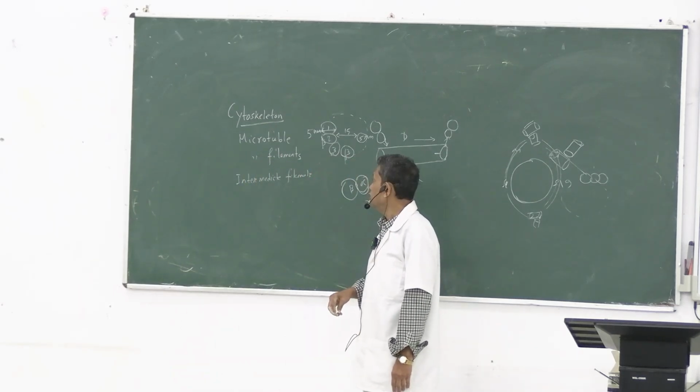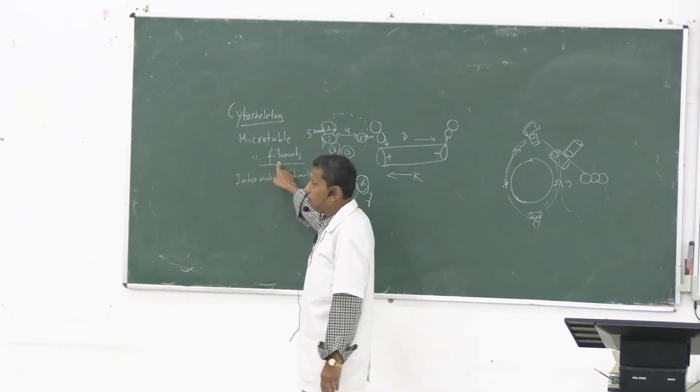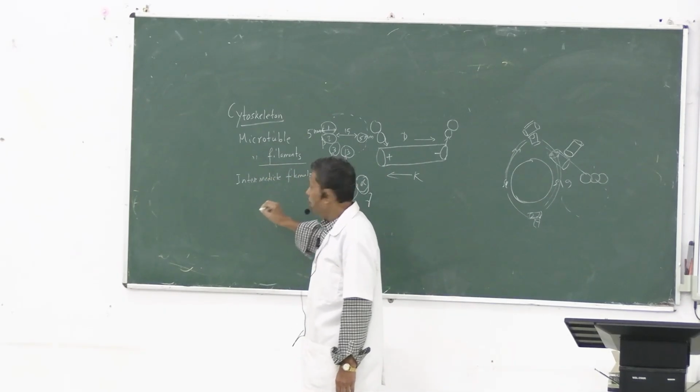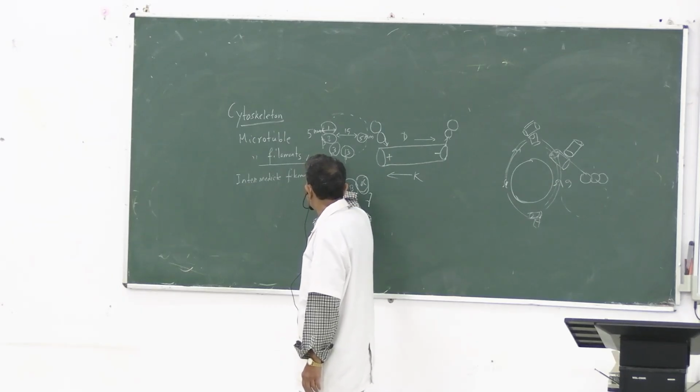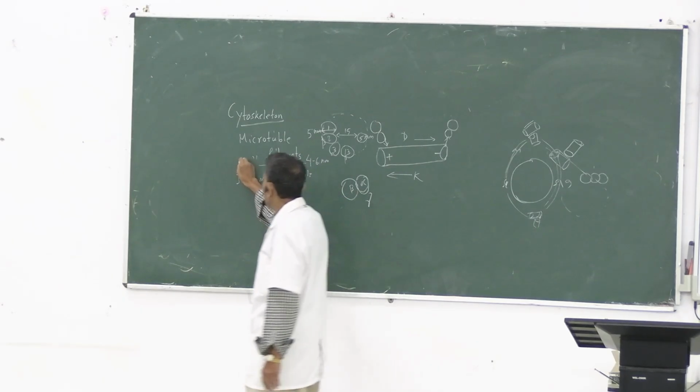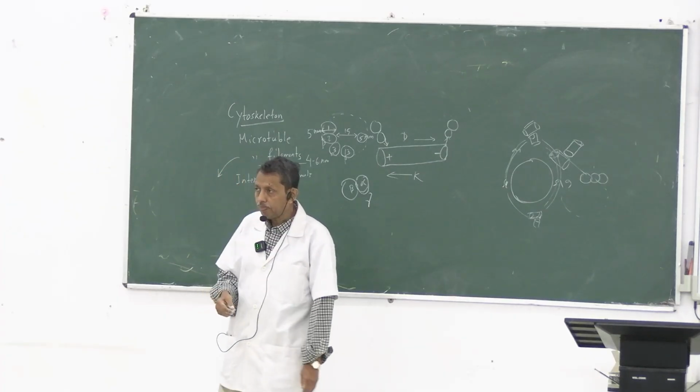Now, microfilaments. What are they? Their dimensions are relatively smaller, 4 to 6 nanometers in diameter. Microfilaments are formed of actin molecules. They are also rounded structures.